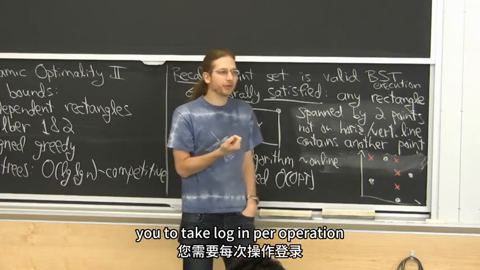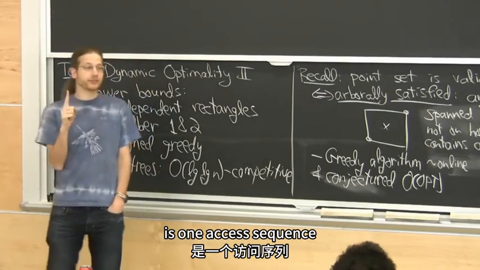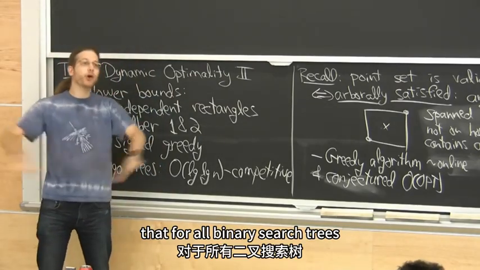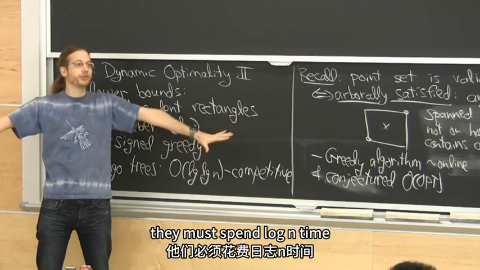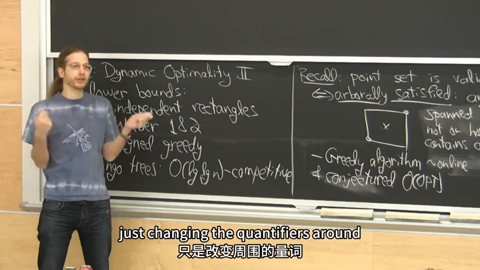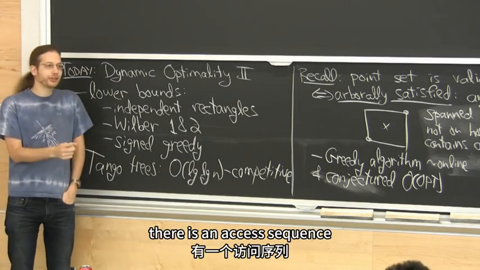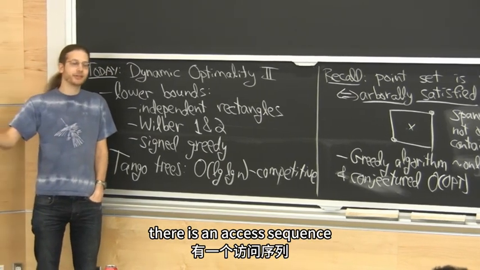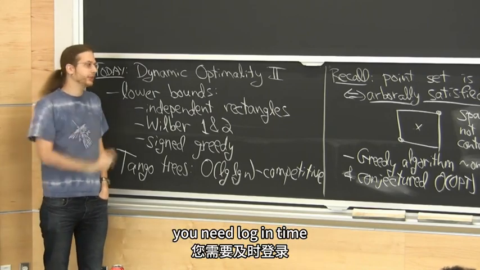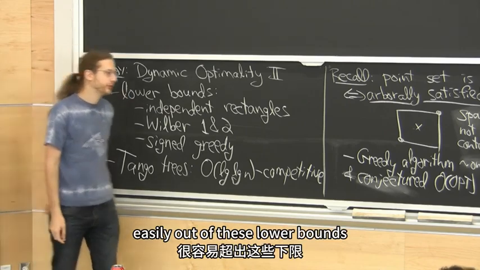No matter what that binary search tree does, I can choose the next access to force you to take log n per operation. What we're going to see today in these lower bounds is one access sequence such that for all binary search trees, they must spend log n time. Just changing the quantifiers around. So instead of for every binary search tree there is an access sequence, there is an access sequence such that for every binary search tree you need log n time. That's something we'll get easily out of these lower bounds.